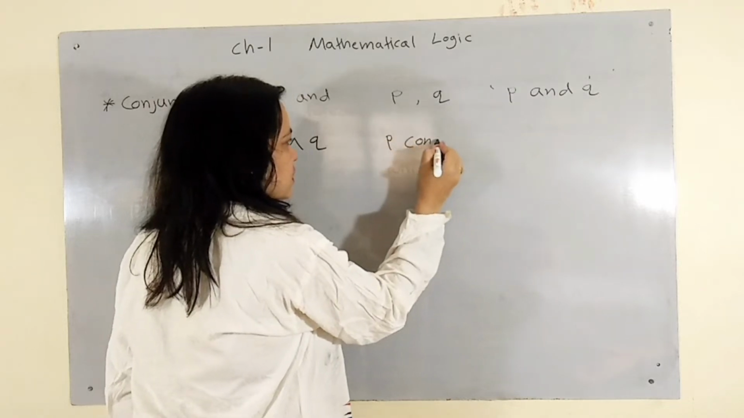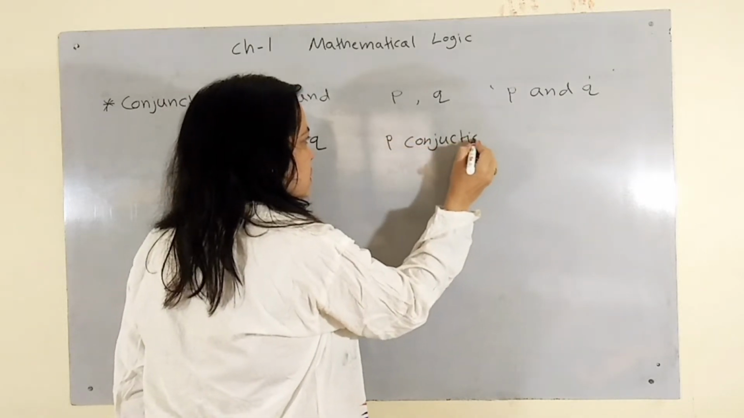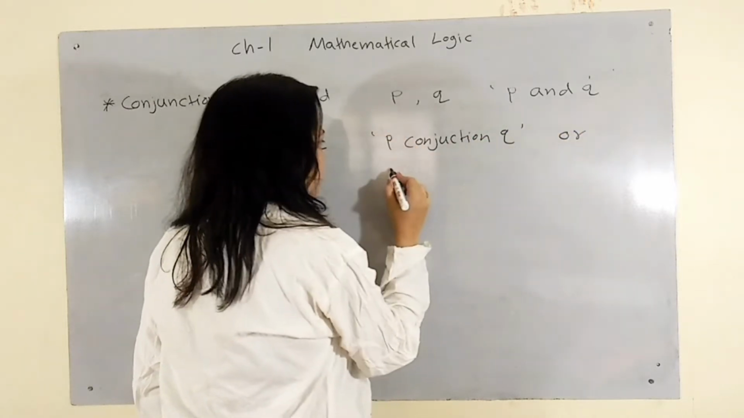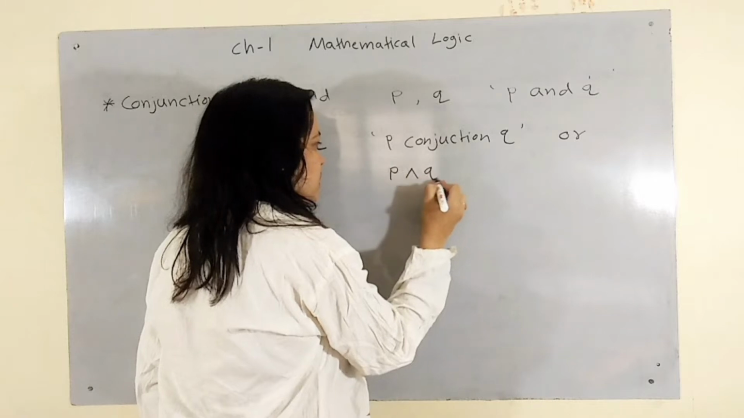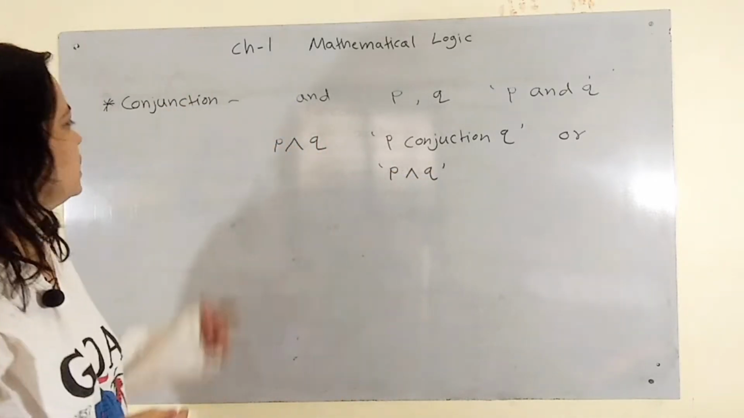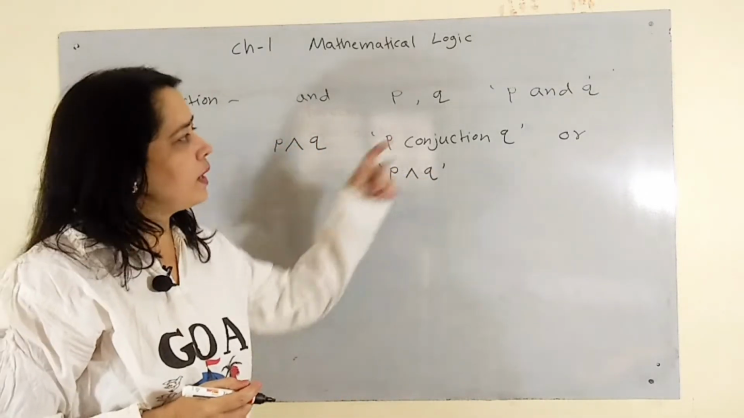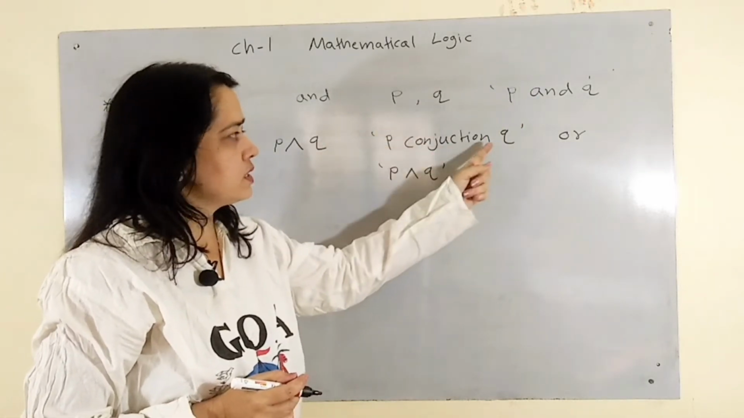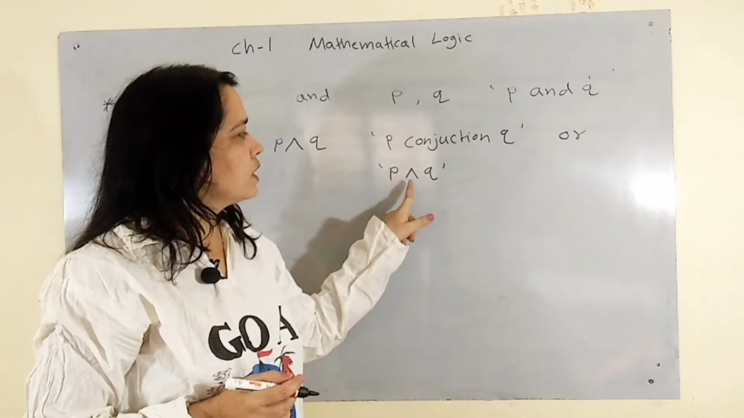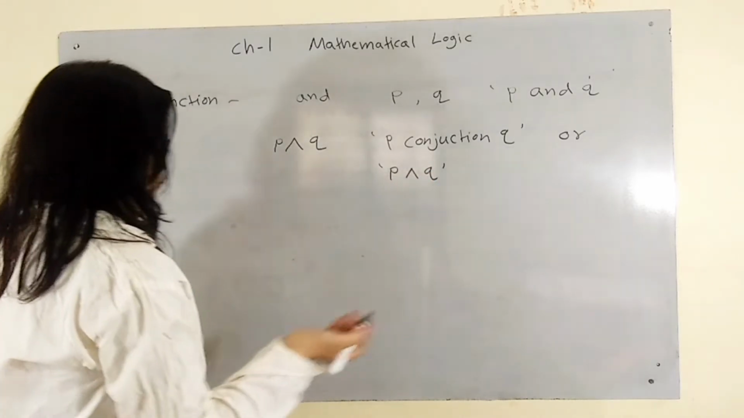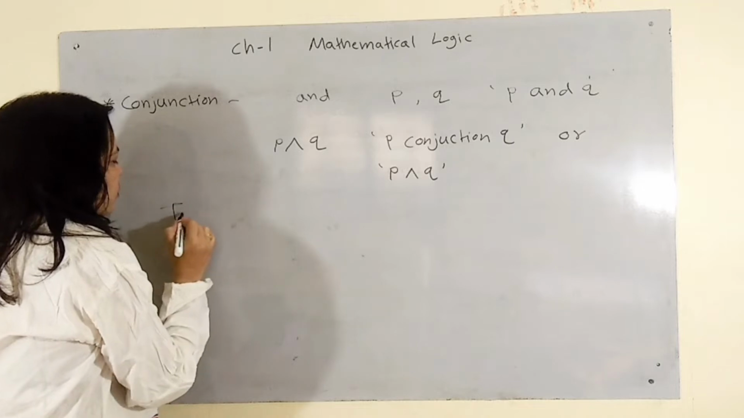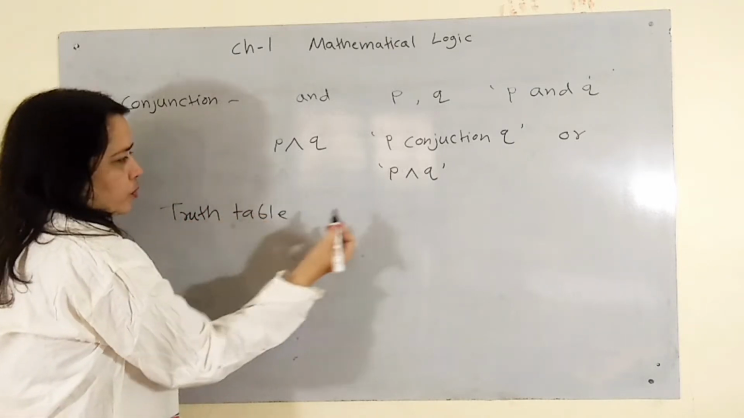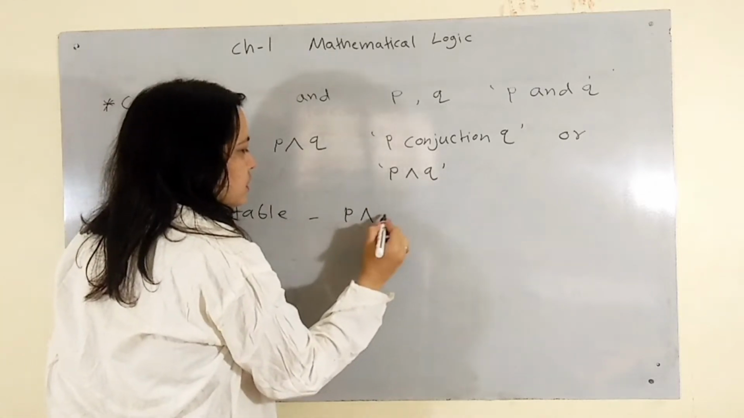P conjunction Q or P conjunction Q. If two statements are connected by and, then it is known as conjunction and read as P conjunction Q or P conjunction Q. So let's take a look at the truth table. Truth table for P conjunction Q.